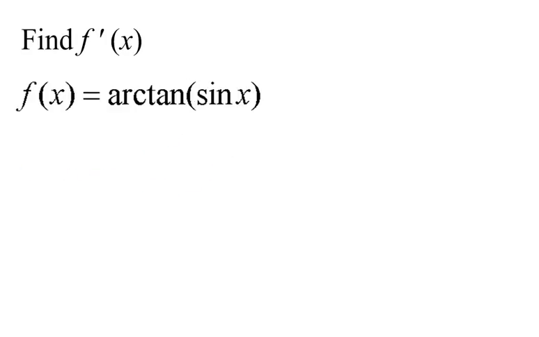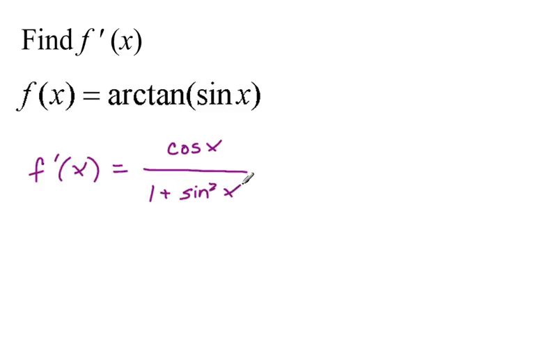Okay, try this one on your own as well. Welcome back. Same idea here. Derivative of the inside goes on top. So we've got cosine x on top. And on the bottom, we have 1 plus sine squared x. All right, here we go.